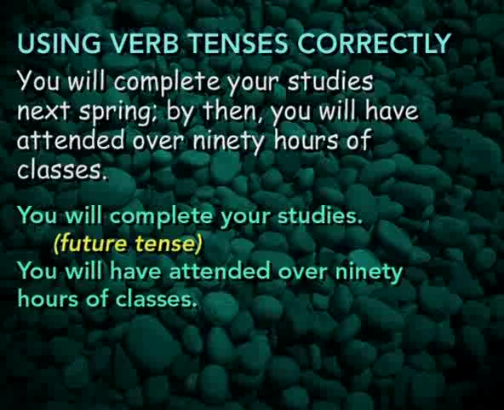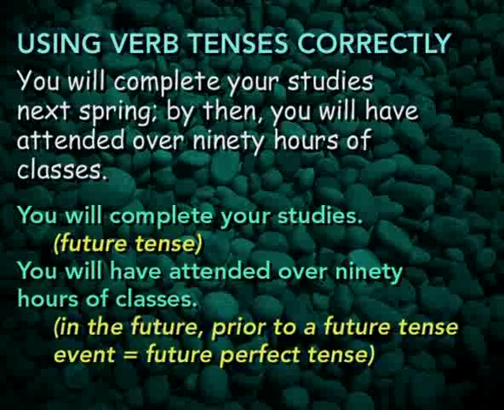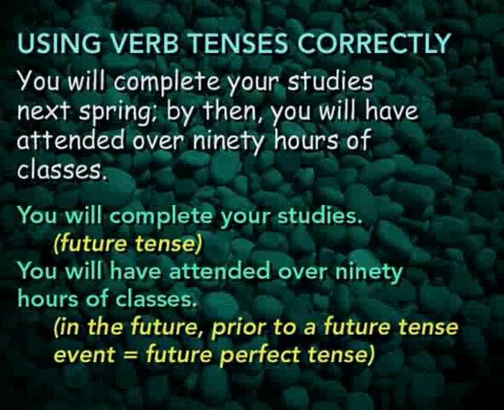After all, attending all those classes is part of the process of the studies. So that's an event happening in the future prior to a future tense event. Therefore, it should be set up in the future perfect tense, and that's correctly done in this sentence: You will have attended over 90 hours of class.